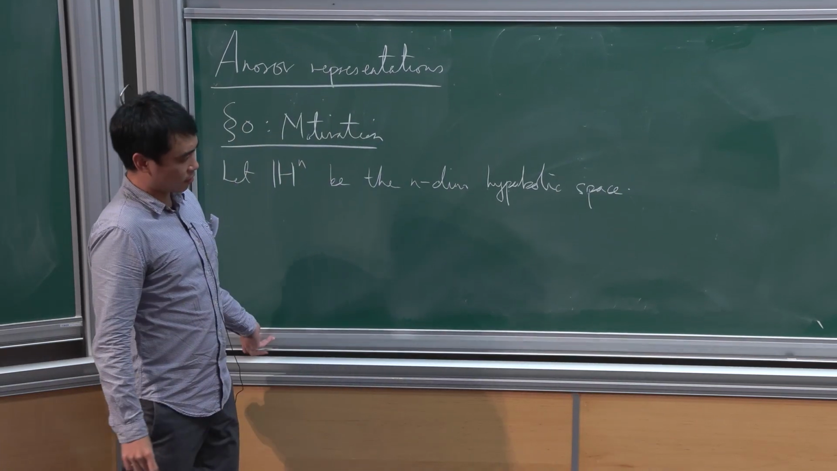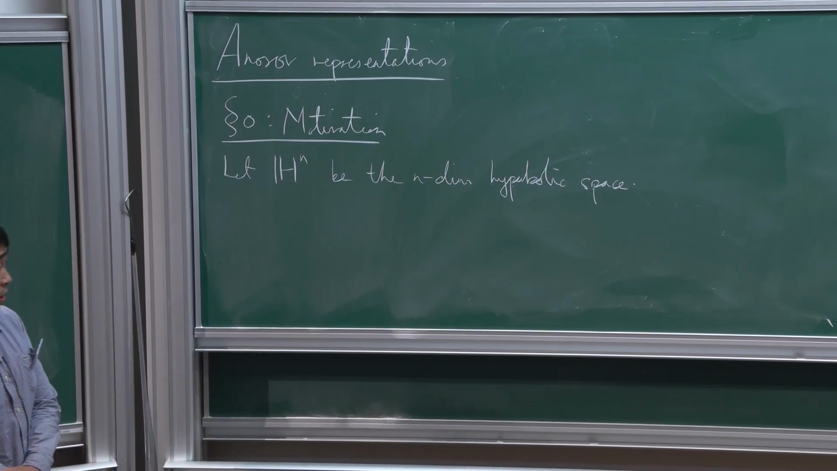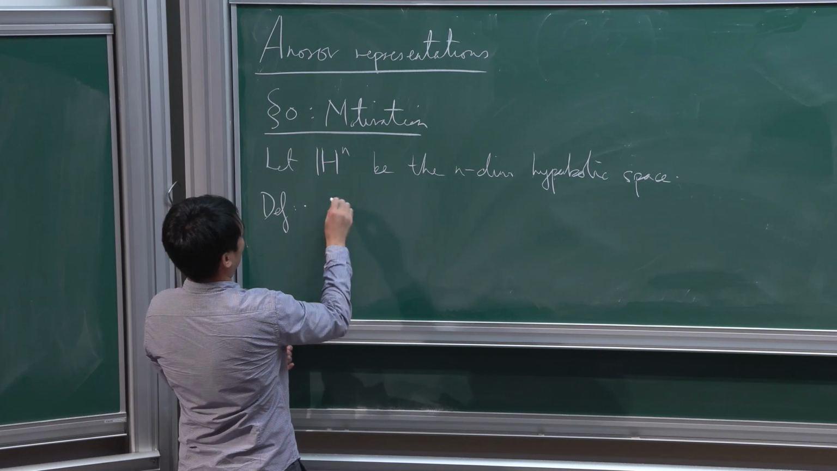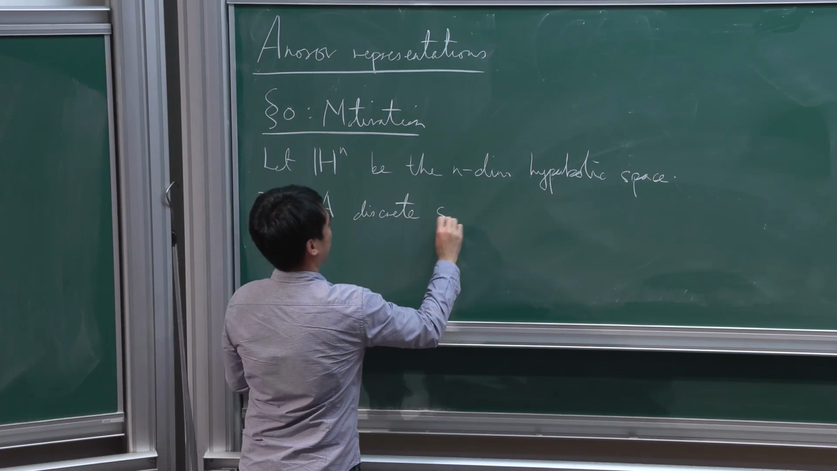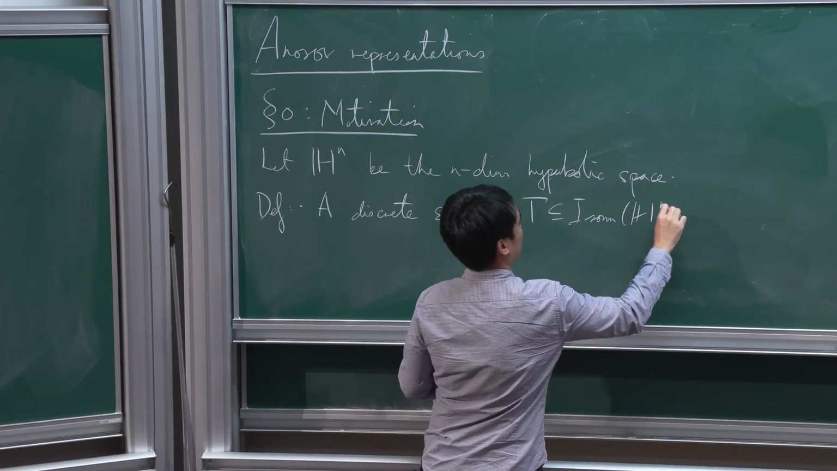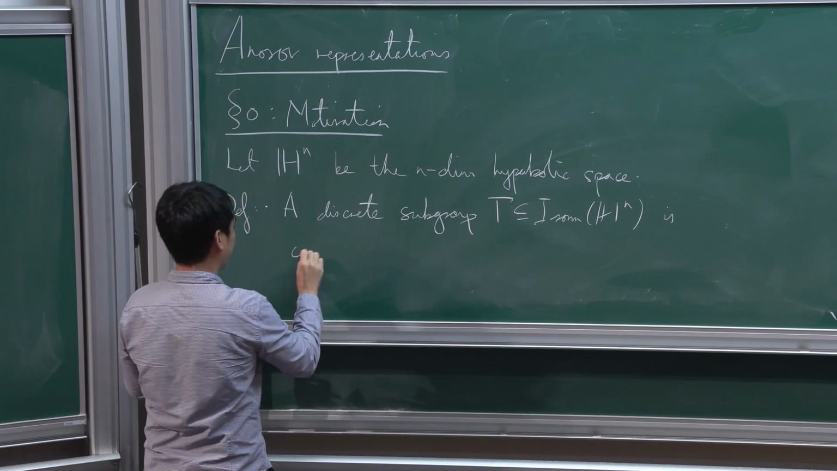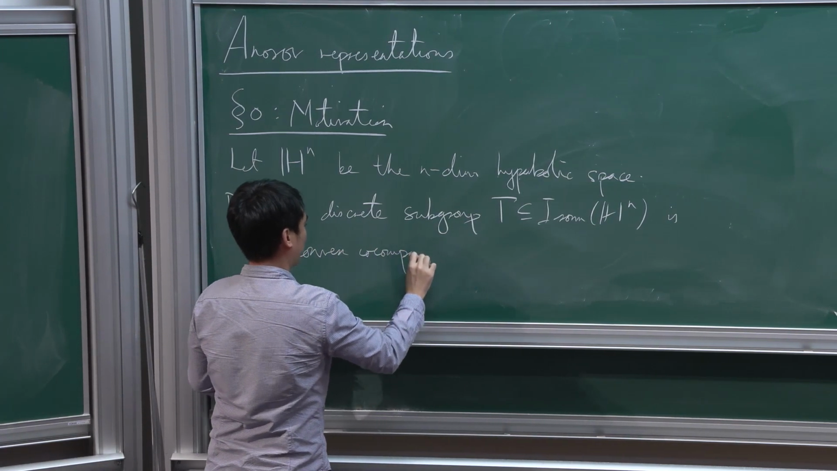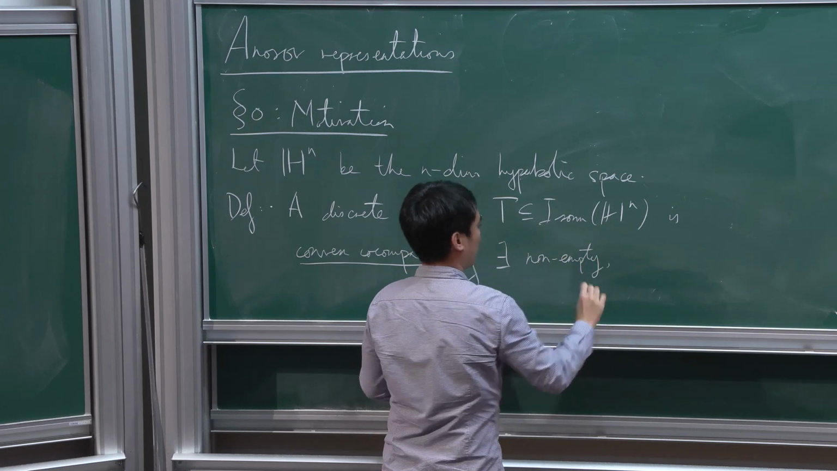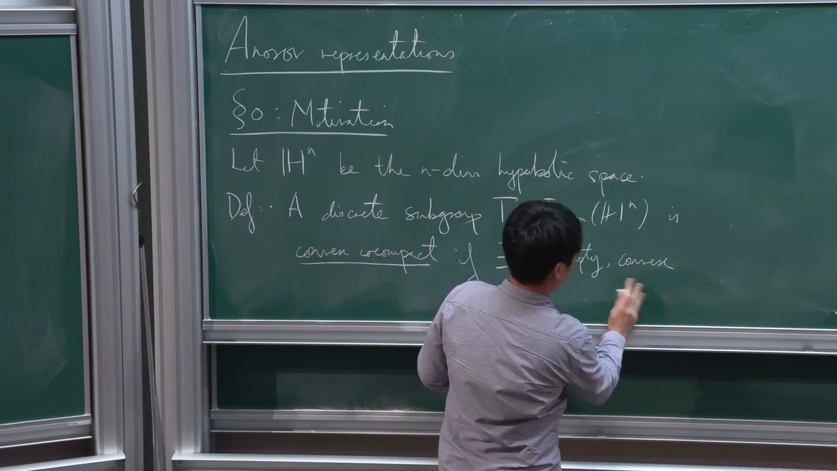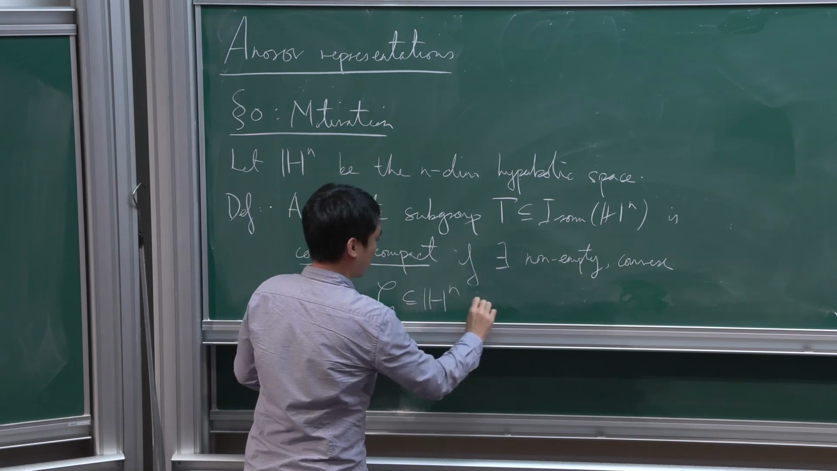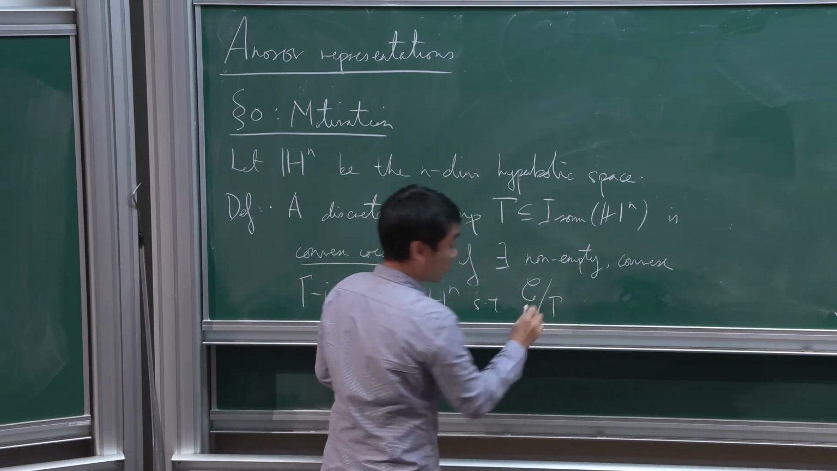Okay, and there's a very classically studied class of group actions on this space, which are called the convex co-compact actions. Okay, so let me define them for you. A discrete subgroup gamma inside of the isometry group of Hn is convex co-compact if there exists a non-empty convex gamma-invariant subset C inside of Hn, such that when you take C and you quotient out by the gamma action, you get something compact.